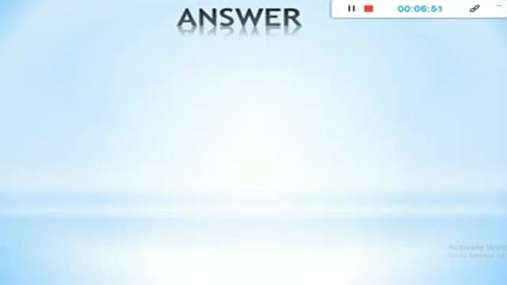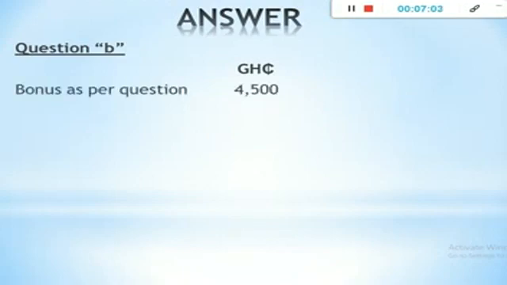Now let's look at the case of question B as well. Remember, in question B, the amount for your bonus has now changed. Now let's look at how you are going to solve that. Bring your currency sign. Bonus as per question is 4,500. Then we conduct our test. Our test is 15% on the basic salary, so it's going to be 15% on 9,600. You are going to get an amount of 1,440.